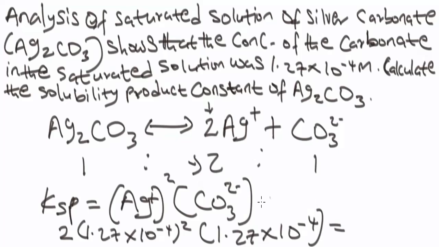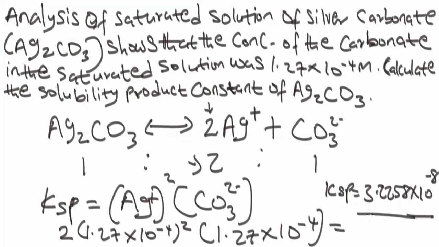So let's now punch the calculator and get the final answer. The solubility product constant KSP, when you multiply it, will be 3.2258 times 10 to the power minus 8. So this will be the answer. It does not have a unit. Let's wipe this and solve another problem.